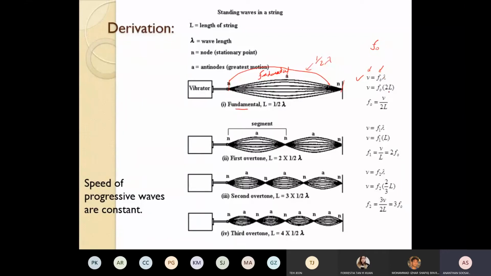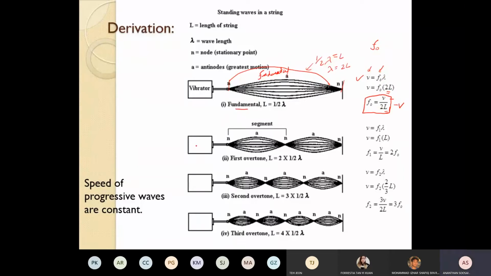Here lambda equals 2L. As I say, half lambda is L, so lambda is actually 2 times the length of the string. So you put 2L and get the frequency for the fundamental. The frequency of the fundamental depends on the speed of the wave in the string and the length of the string. F0 equals V over 2L is the fundamental frequency. This formula you have to remember, and the derivation you also have to know.